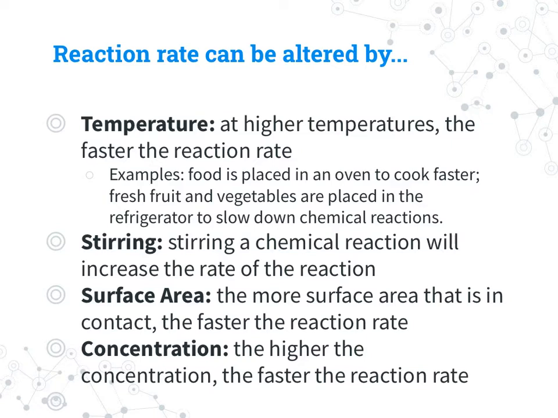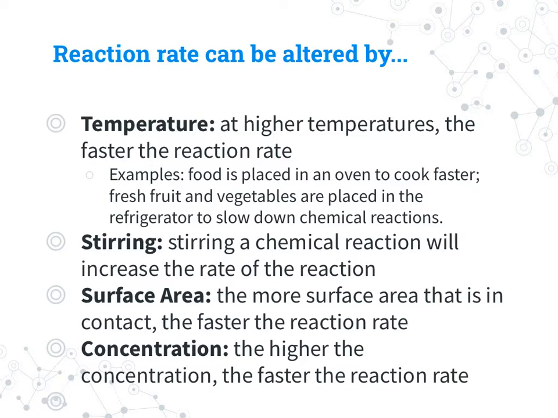Reaction rate can be altered by temperature. So if we increase the temperature, we increase the reaction rate because at higher temperatures, the reaction rate is faster. For example, food placed in an oven that's warmer cooks faster. Fresh fruit and vegetables placed in the fridge slow down their chemical reactions or their ripening, which is a chemical reaction.